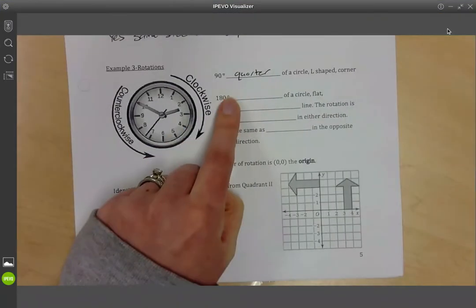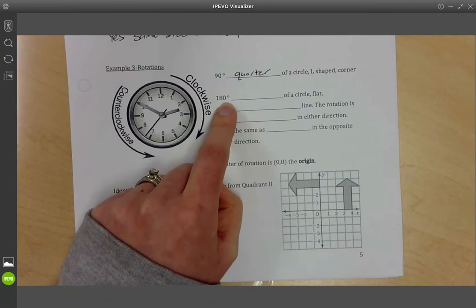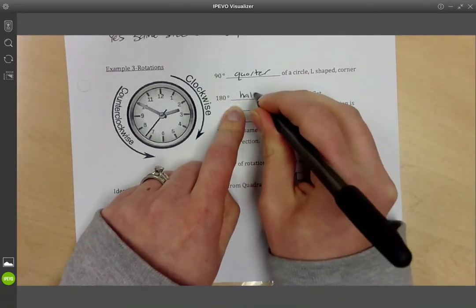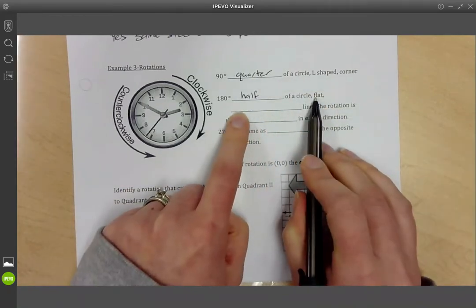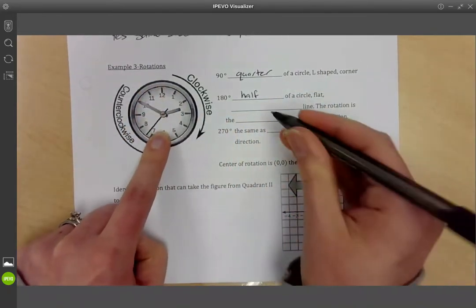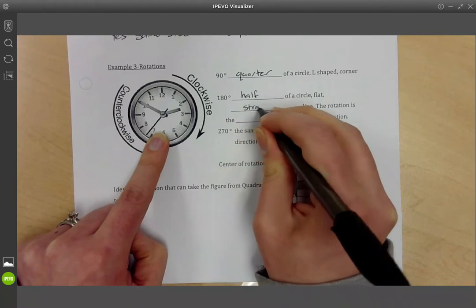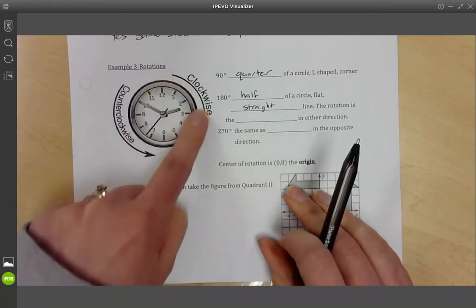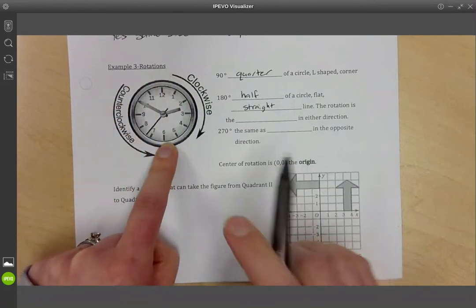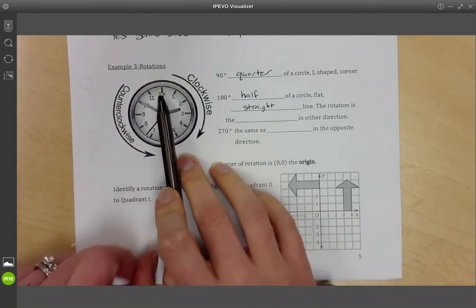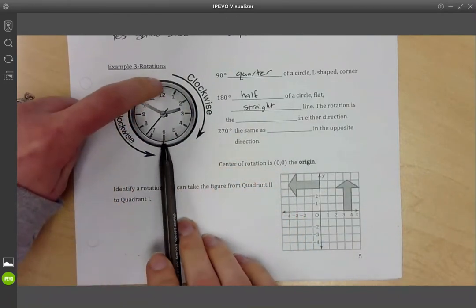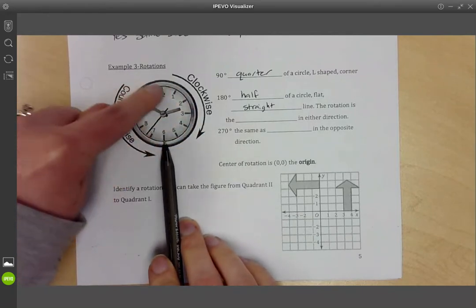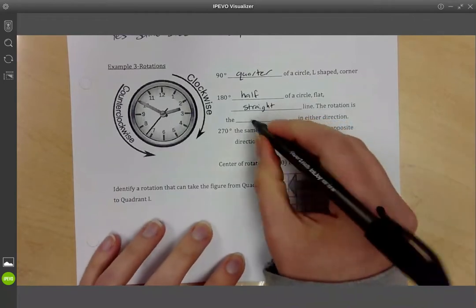When I'm talking about 180 degrees, that is half a circle. It's a flat straight line. The rotation is the same whether we go clockwise or counterclockwise. On the clock itself, 180 would be between 12 and 6. So whether I go clockwise or counterclockwise, I would end up in the same location, either direction.